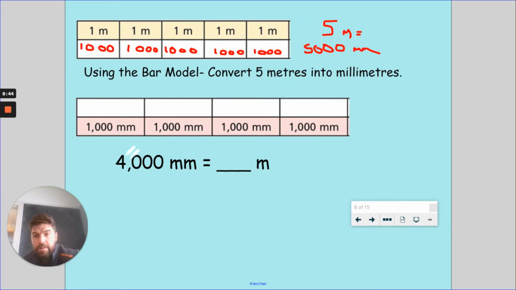So here I've got 4,000 millimetres is equal to how many metres? On the bottom row, I'm working in millimetres, and each box is worth 1,000 millimetres. I've got 4 of those boxes because I'm showing 4,000 millimetres in my conversion. I know that 1,000 millimetres is equal to 1 metre. So I can say that each of these boxes is now worth 1 metre. So 4,000 millimetres is equal to 1, 2, 3, 4 metres.